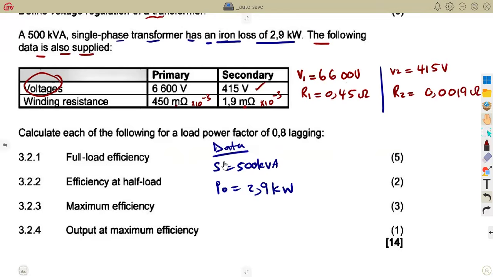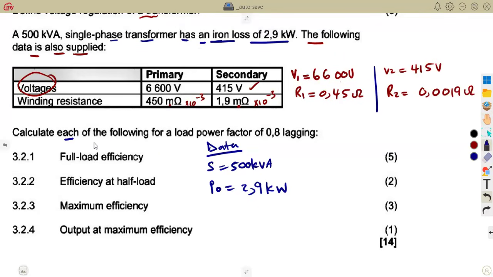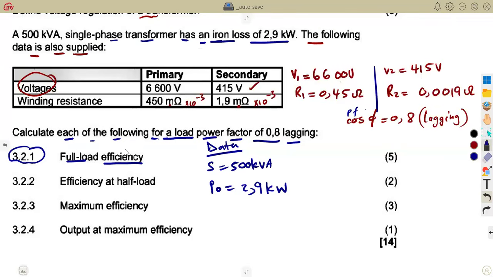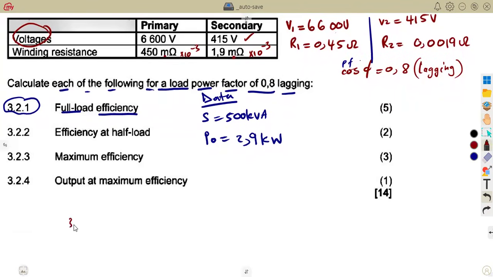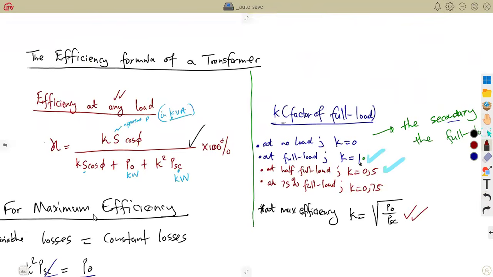All right. So from this information, they are asking us to calculate each of the following for a load power factor of 0.8 lagging. So we are given the power factor of 0.8 lagging. So question 3.2.1, the full load efficiency. Guys, I talked about calculating the efficiency in our introduction. You can calculate the efficiency at any load, if you still remember. Here we talked about this, and at full load, our K is supposed to be 1.